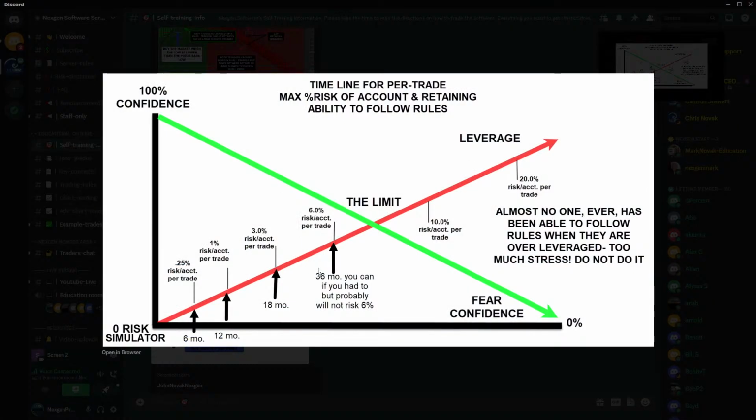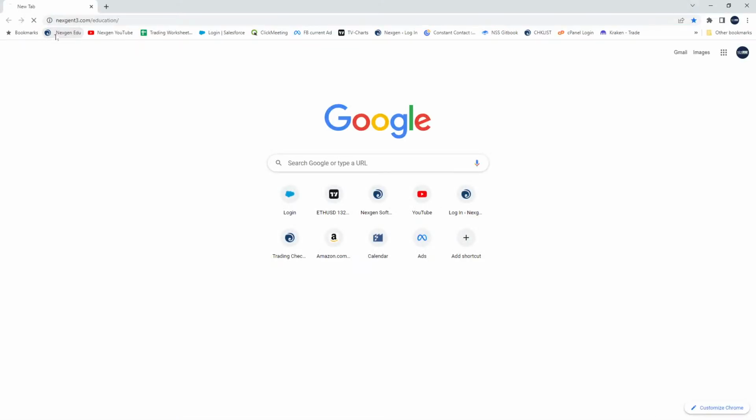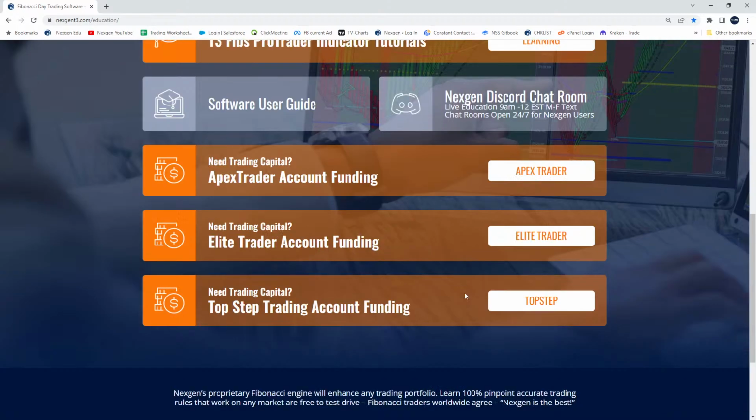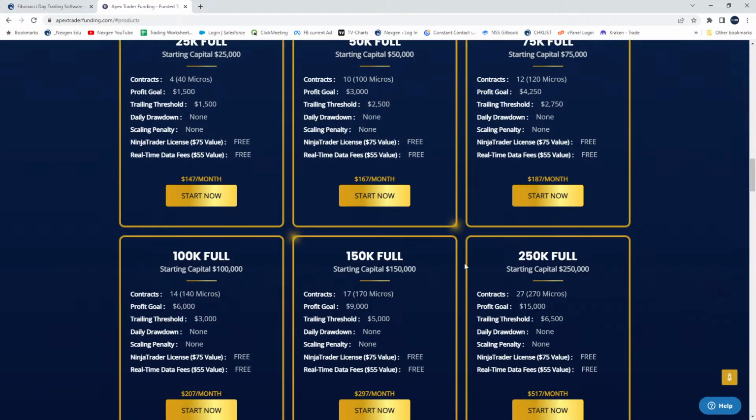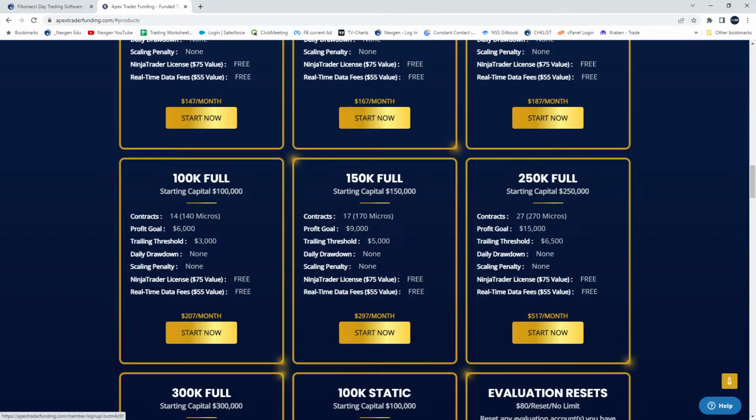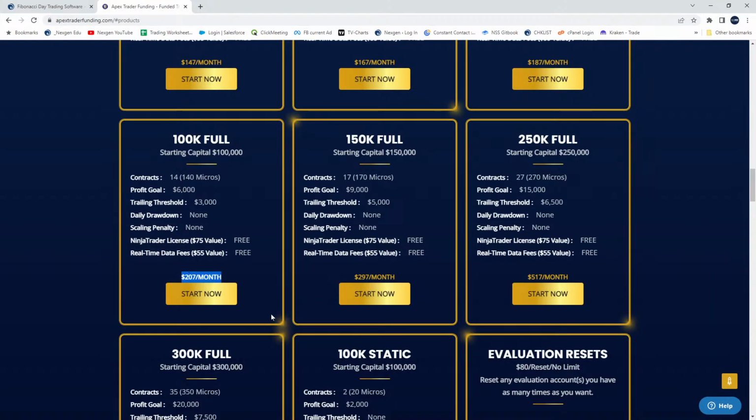So again, make sure you're doing the simulator first. Do the simulator until you can guarantee you can win. And then prove you can win by going to one of these, like Apex Trader Funding. Prove you can win. Go in there and get yourself a $100,000 account and spend, look, it's going to cost you a couple hundred dollars. I promise you this $200 is going to be so much cheaper than you blowing out your first $10,000 account. If you win and you really do follow your rules, then you're going to make a bunch of money.